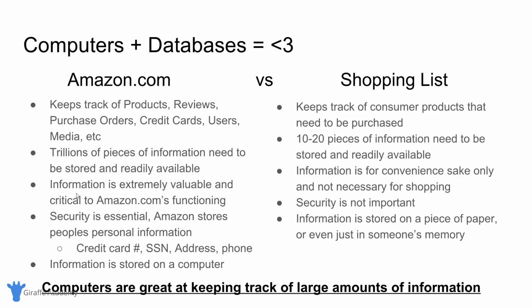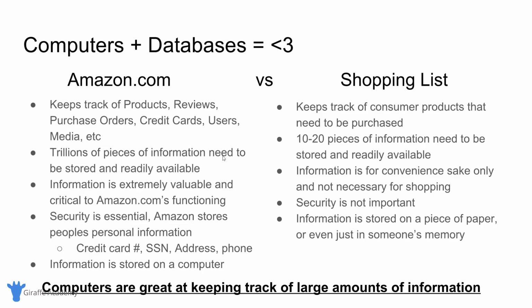And so over here on Amazon, the information on Amazon is extremely valuable, and it's critical to Amazon.com's functioning, right? So the information that Amazon's storing in its database is absolutely essential. And another thing is that security is essential, right? Amazon stores people's personal information like social security number, credit card, address, phone. Like that information needs to be locked down and secure.